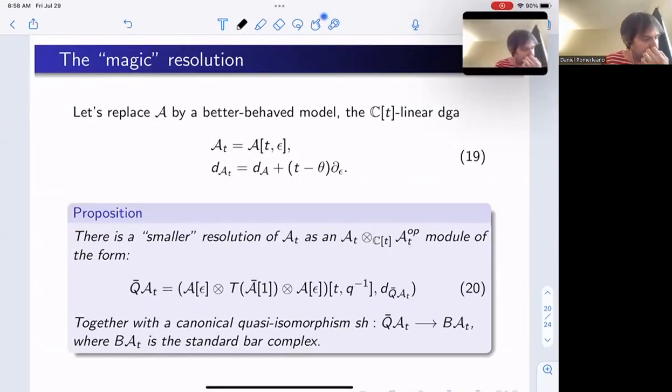So basically, I have 2 minutes, so I better hurry up. There's a kind of magic resolution that solves all of your algebraic problems. And it's a low technology version of ideas in Pragel's thesis.